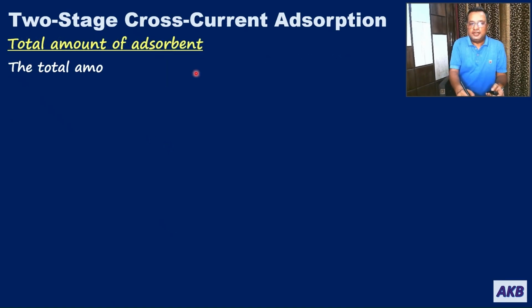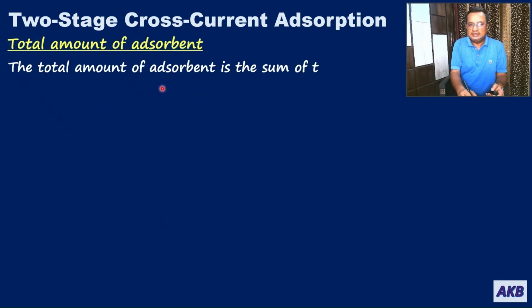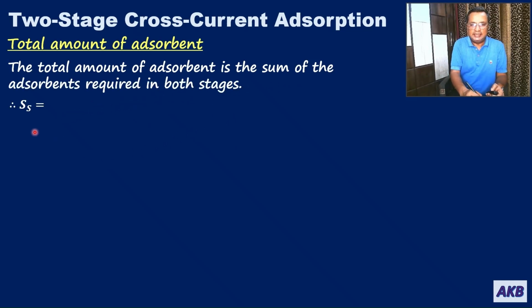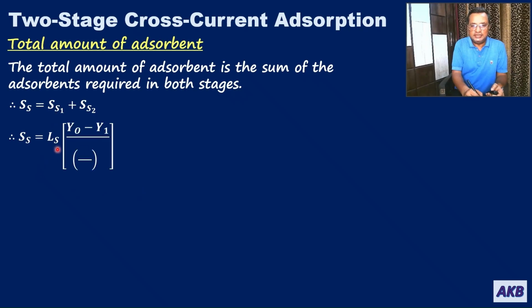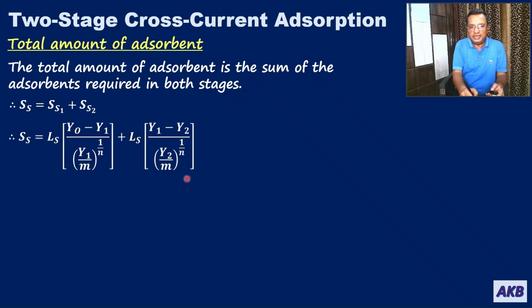Now the total amount of adsorbent is the sum of the adsorbent that are required in both the stages. That is, SS, the total amount of adsorbent, is equal to SS1 plus SS2. We have got equations for SS1 and SS2. Let us use those equations. So SS will be equal to, SS1 is LS into capital Y0 minus capital Y1 divided by capital Y1 by m raised to 1 by n, plus SS2 is LS into capital Y1 minus capital Y2 divided by capital Y2 by m raised to 1 by n.